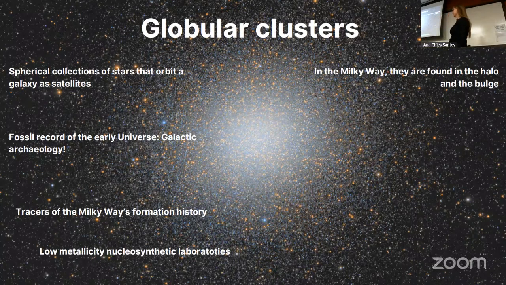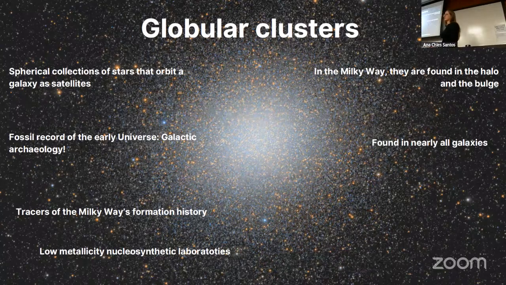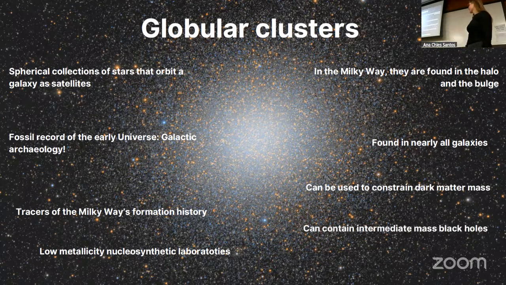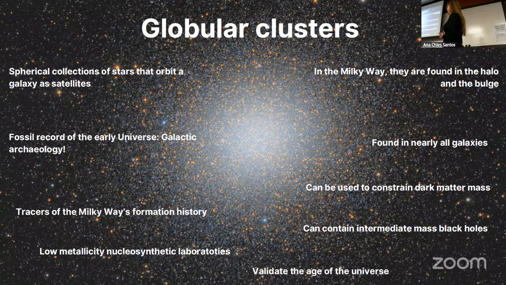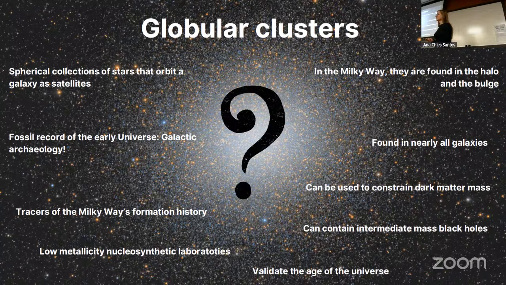In stellar astrophysics, they are tracers of low metallicity nucleosynthetic processes. They are found in nearly all galaxies, so not only in the Milky Way, but even in high redshift objects. They can be used to constrain dark matter mass. They can even contain intermediate mass black holes. For example, this cluster in the image is Omega Centauri, and earlier this year, an intermediate mass black hole was found in its center. And we can even use it to validate the age of the universe. The problem is we still don't know how these clusters work.